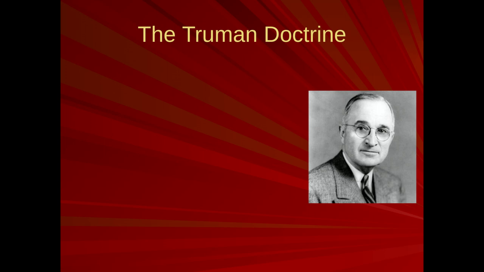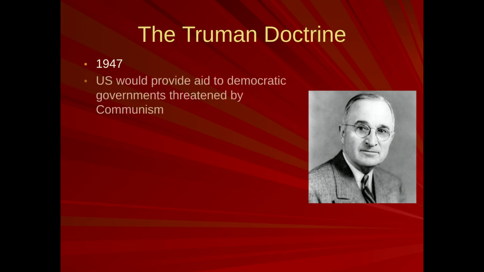The first way that the United States is going to try to combat the spread of communism occurs under Harry S. Truman. Truman, of course, was the president after the end of World War II. But in 1947, he comes up with this plan known as the Truman Doctrine, basically saying that the U.S. would provide aid to democratic governments who felt threatened by communism.